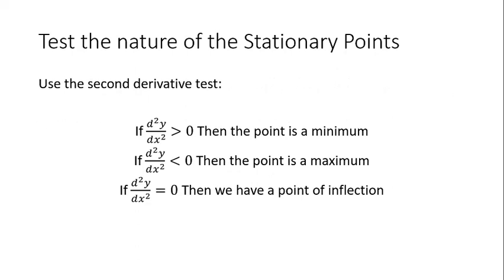We use the second derivative to test the nature of the stationary points. If the second derivative is greater than 0, then the point we found is a minimum. If the second derivative is less than 0, then the point we have found is a maximum. If the second derivative equals 0, we have a point of inflection. And we'll do a couple of examples just to show this.